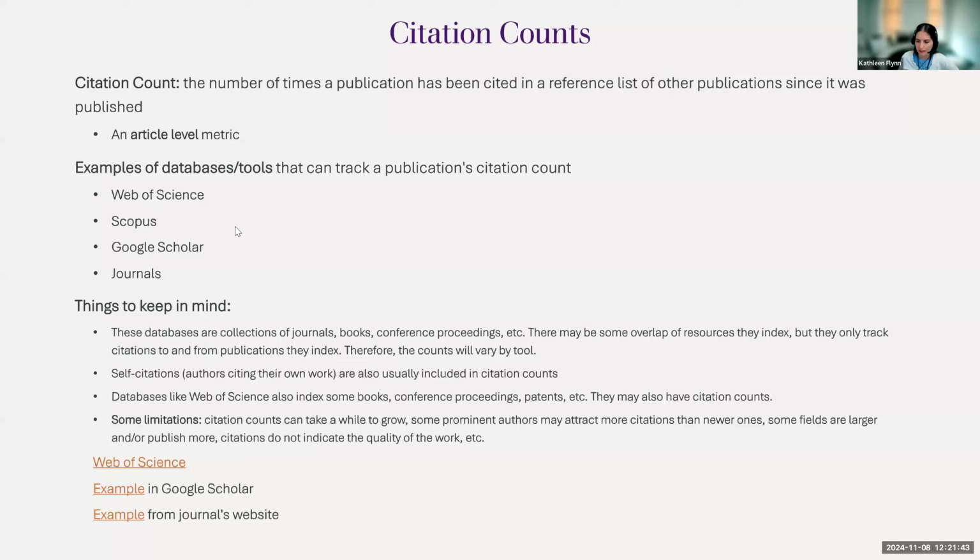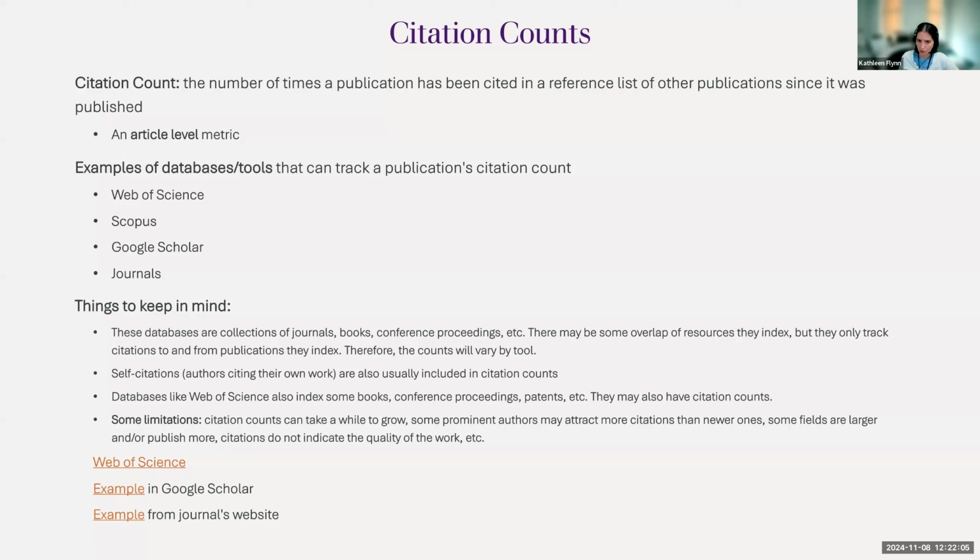And then there's Scopus. That's another large multidisciplinary database. It's a competitor to Web of Science. And again, it will only count citations to publications found within Scopus. So you'll notice that citation counts will vary depending on which tool is collecting the count because they're looking at different sources.